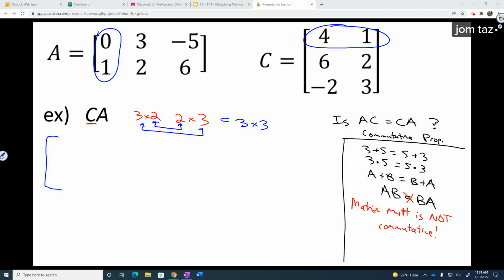All right, so we do first row times first column. That's going to be 4 times 0 plus 1 times 1.